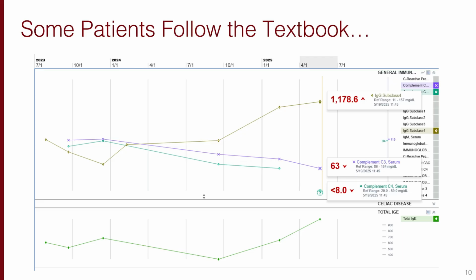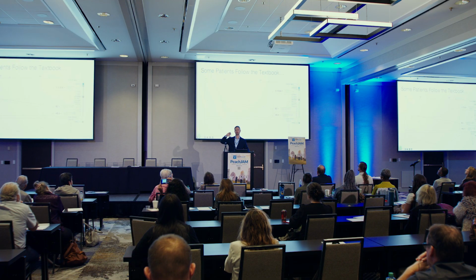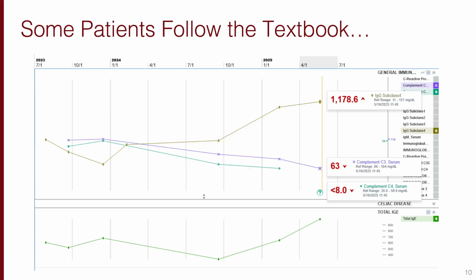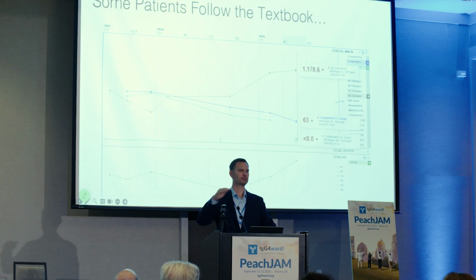So some patients follow the textbook. This is a patient that I very recently treated for this flare, which you can see perfectly. The IgG4, which is the top level, starts to go up. The complements become undetectable, as you can see with the green line, which doesn't connect to that question mark, which means below detection. And then the bottom green line, the IgE, starts to go up as well.